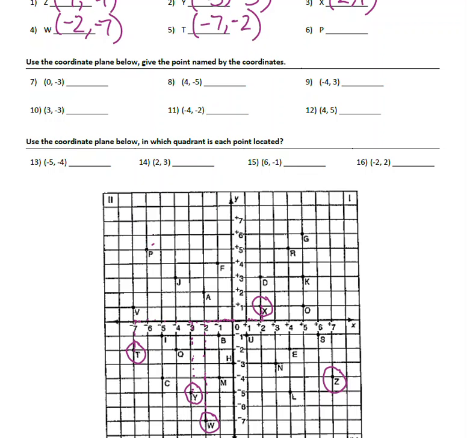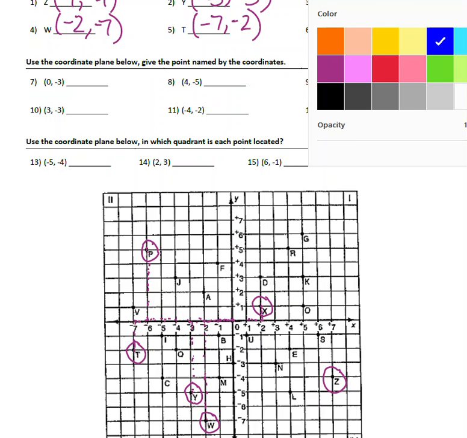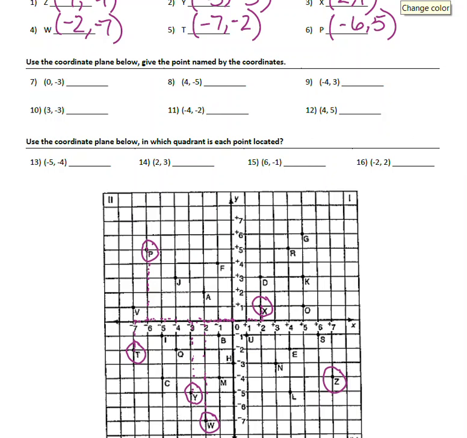P is right here. Start in the middle. I'm going to go over to -6 and then up to +5. So it's -6, 5. And that's how you plot your points. All right, so the second section, it says use the coordinate plane below to give the point named by the coordinates. For this one, I'm going to take the coordinates and find the point.